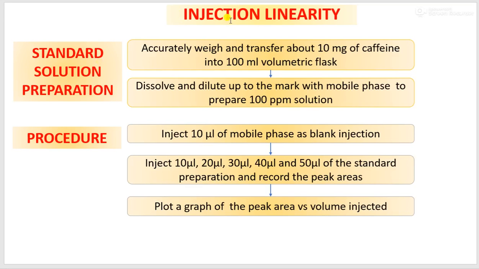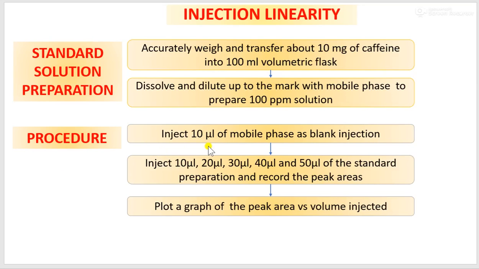To perform injection linearity, you require a 100 ppm solution of caffeine. For that, accurately weigh and transfer 10 mg of caffeine into a 100 ml volumetric flask, dissolve with mobile phase, that is water methanol 70:30, and prepare a 100 ppm solution. Now how will you perform injection linearity?